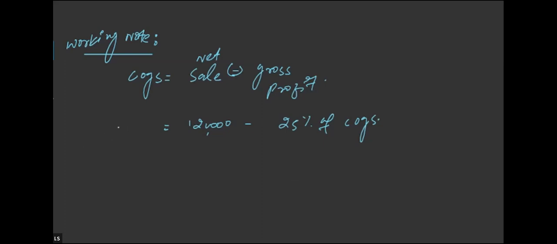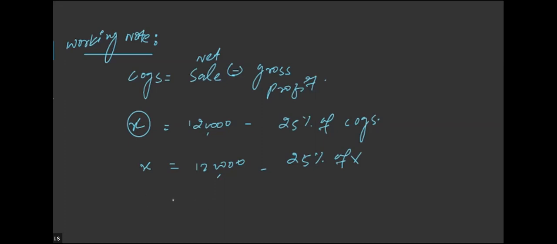So there is one option available, which is we can consider the value of the cost of goods sold as X. So if cost of goods sold is X, then gross profit will be 25% of X, right? We can write it this way also. Yes or no, Alexander? Yes, sir. X equals to 120 minus 25% of X.